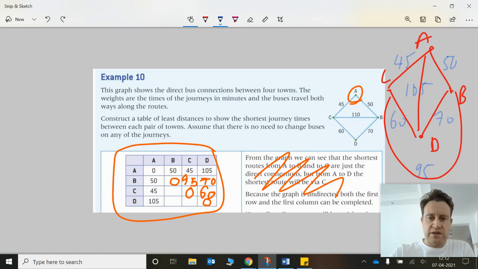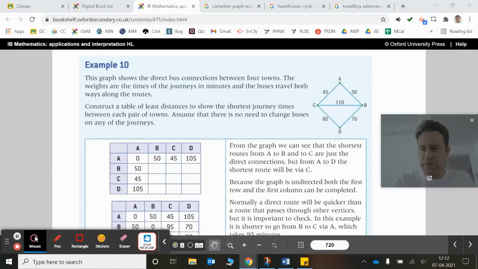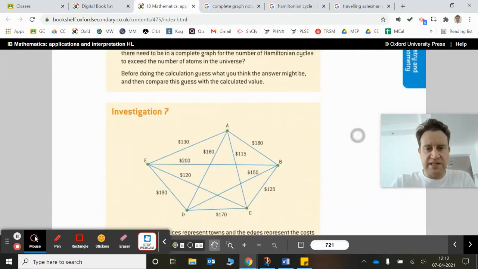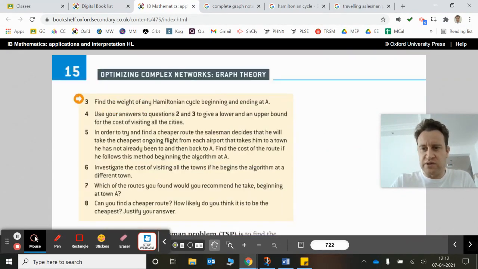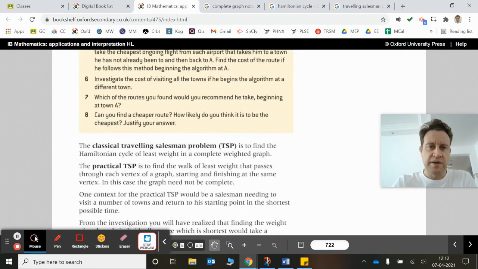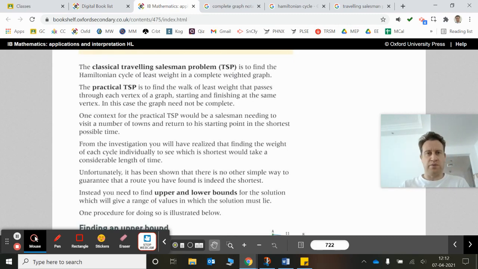So let's go into looking at the traveling salesman problem then with a bit more depth. Now, basically, there's a couple of investigations there which you can have a look at, and of course, those investigations are answered in the teacher notes. But here it says the classic traveling salesman problem, TSP, is to find the Hamiltonian cycle of least weight in a complete weighted graph.